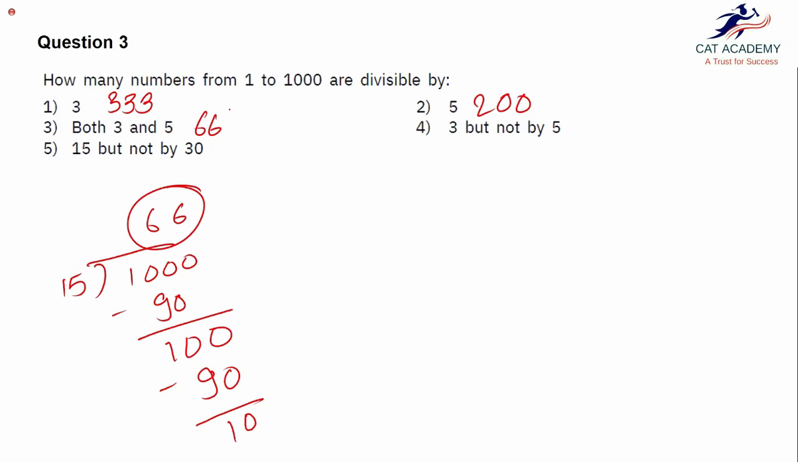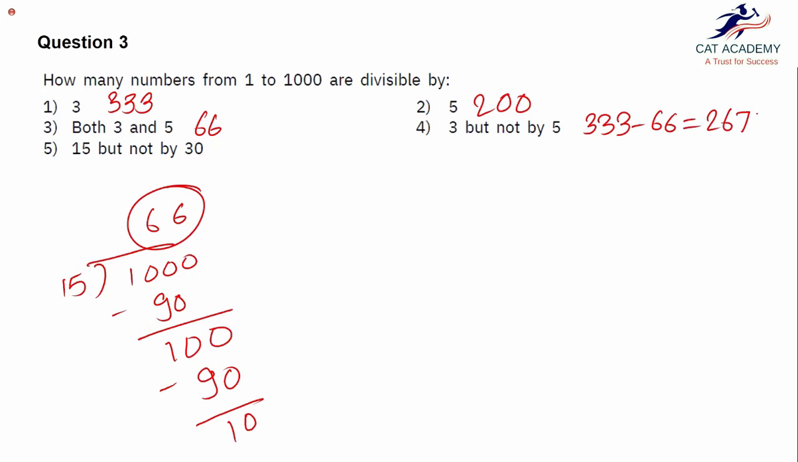Now 3, but not 5. That means out of the multiples of 3, I need to remove multiples of 15. That's how I'll get 3 but not 5. So out of the multiples of 3, remove multiples of 15. So I get 267. Not needed, Samarth. We can do it directly, yeah. Not needed. And 15, but not 30.